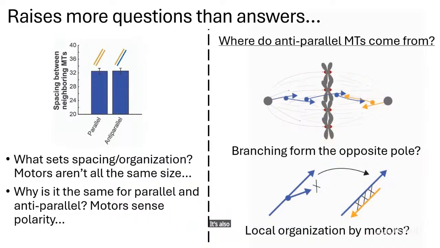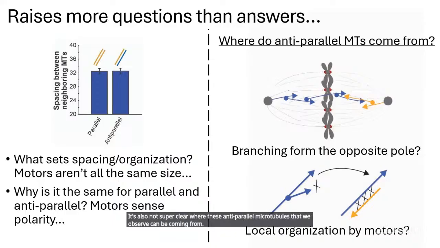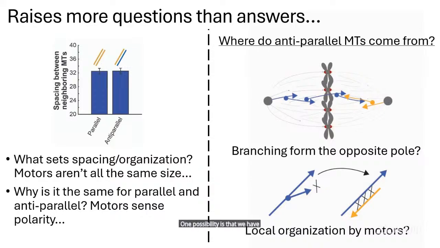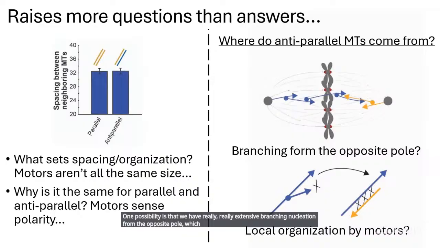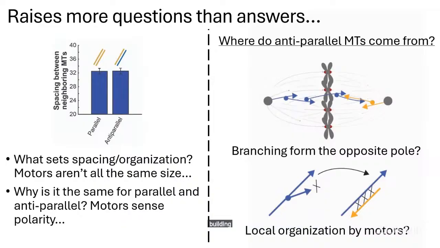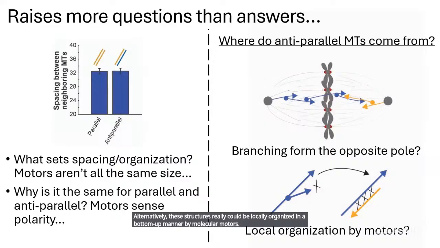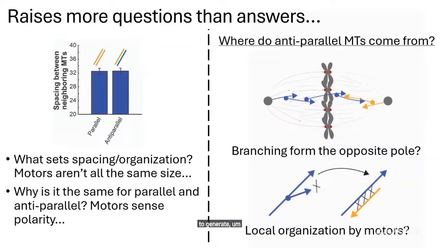It's also not super clear where these anti-parallel microtubules that we observed can be coming from. One possibility is that we have really, really extensive branching nucleation from the opposite pole, which would allow you to keep building over until you reach the other side. Alternatively, these structures really could be locally organized in a bottom-up manner by molecular motors to generate anti-parallel structures where you could generate force.